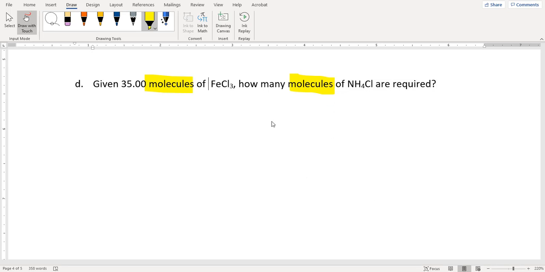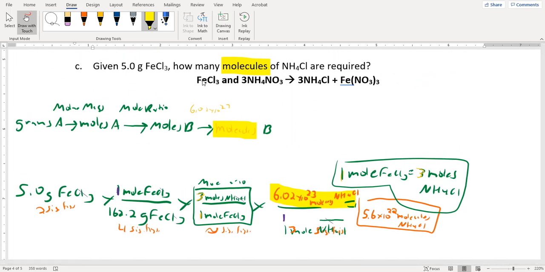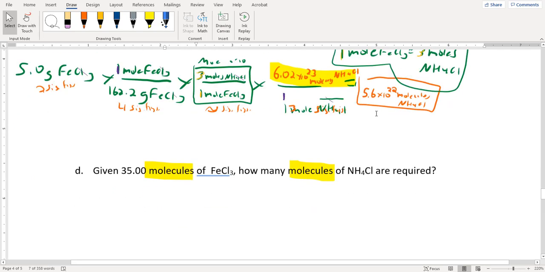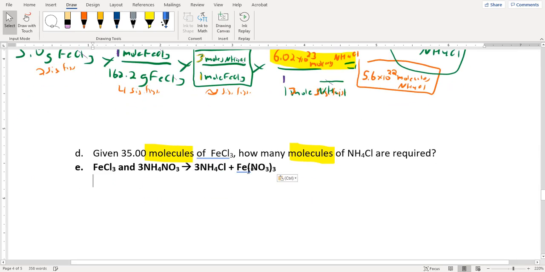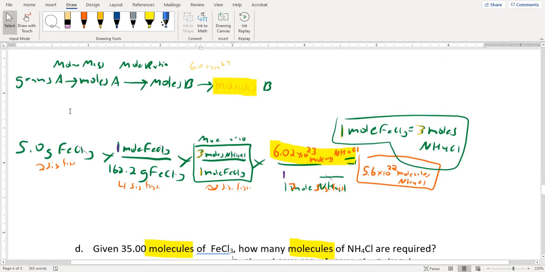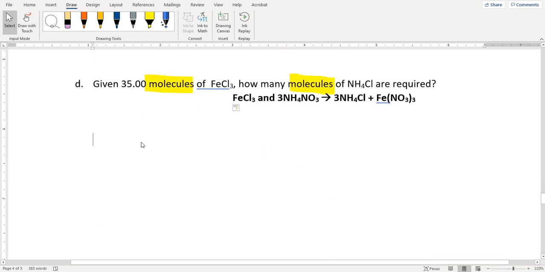So now, because I'm using the same species, I'm going to start salvaging from the previous problem. Here is a balanced equation that we're going to use. And then I'm going to start salvaging my plan of attack and overall setup and bring it over here.